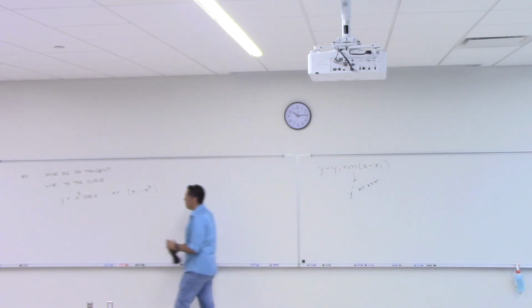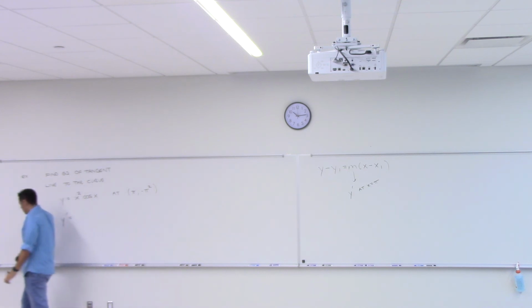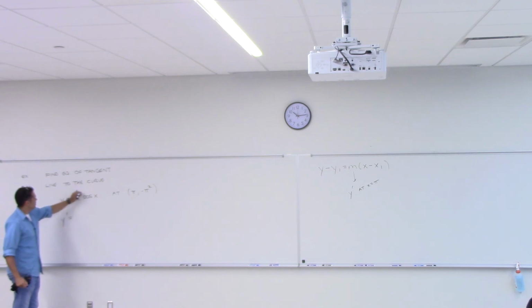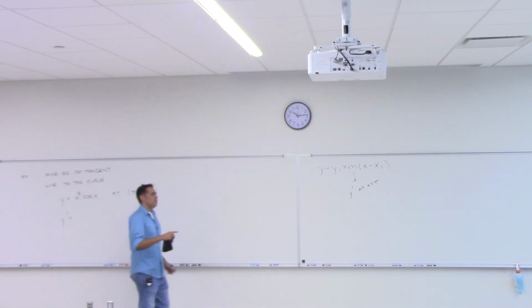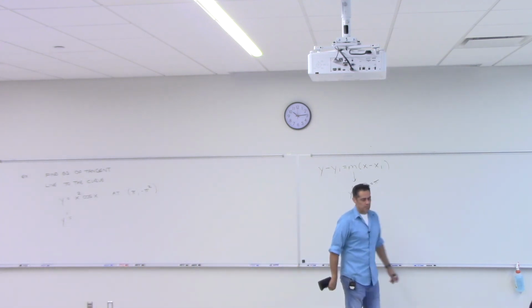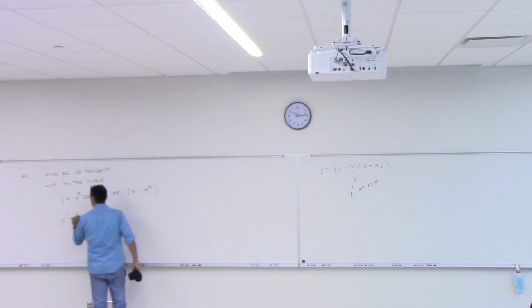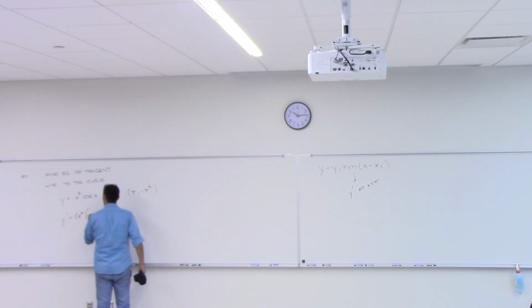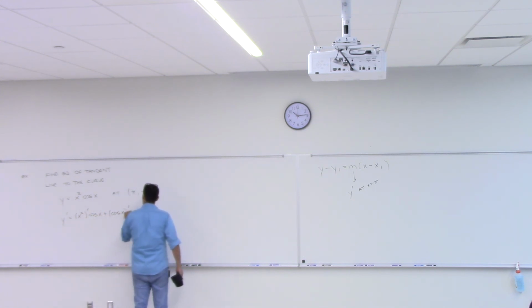So let's get our derivative. We need the derivative first, right? So we have a product. The derivative of a product is the derivative of the first one times the second one plus the derivative of the second one times the first one. I'm going to write that down. It's the derivative of the first one times the second one plus the derivative of the second one times the first one.